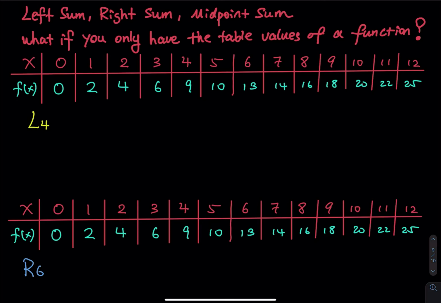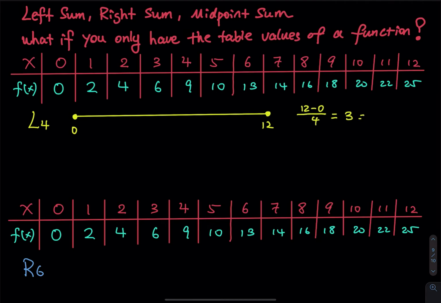Okay, so 4 subintervals, what is the domain? The x goes from 0 to 12 and you want 4 intervals, right? So this is a 0 and then this is a 12. I want to cut this into 4 equal pieces. Then we use 12 minus 0 divided by 4. That is equal to 3. So that is my delta x, which is the width or the base of a rectangle.